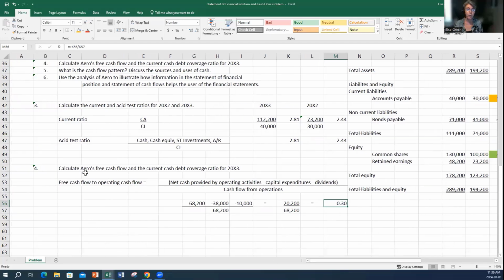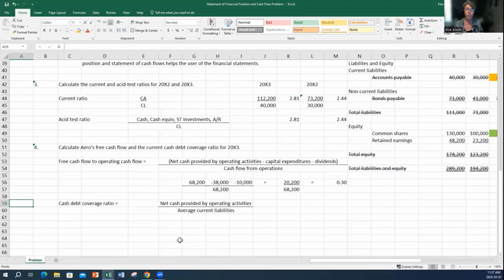All right. We were also asked to calculate the current cash debt coverage ratio. So let's look at that formula. Now, cash debt coverage ratio is calculated as net cash provided by operating activities divided by the average current liabilities. Now, average current liabilities are calculated as current liabilities at the beginning of the year plus current liabilities at the end of the year, divided by 2. This ratio tells us if the company will be able to pay off their current liabilities with the cash flow they receive from operating activities. So let's calculate it for this company.